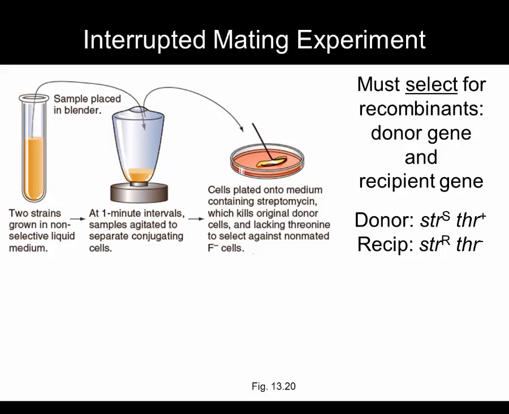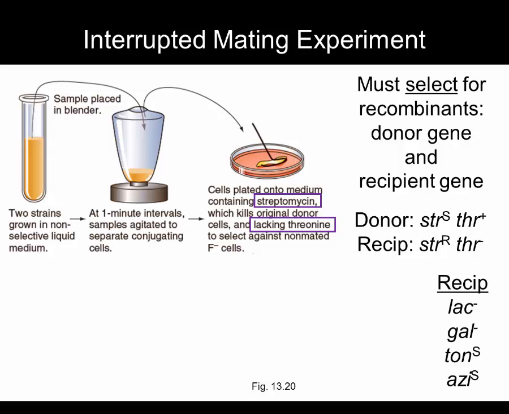Suppose we start with a donor that is sensitive to the antibiotic streptomycin and is a threonine prototroph. We can use a recipient that is resistant to streptomycin and is a threonine auxotroph. If you plate on media with streptomycin and lacking threonine, neither the donor nor the recipient can grow. Only the recipients that have received a functional copy of the gene required for threonine synthesis will be able to form colonies. Now, for mapping to work, you want to have a lot of other selectable differences.